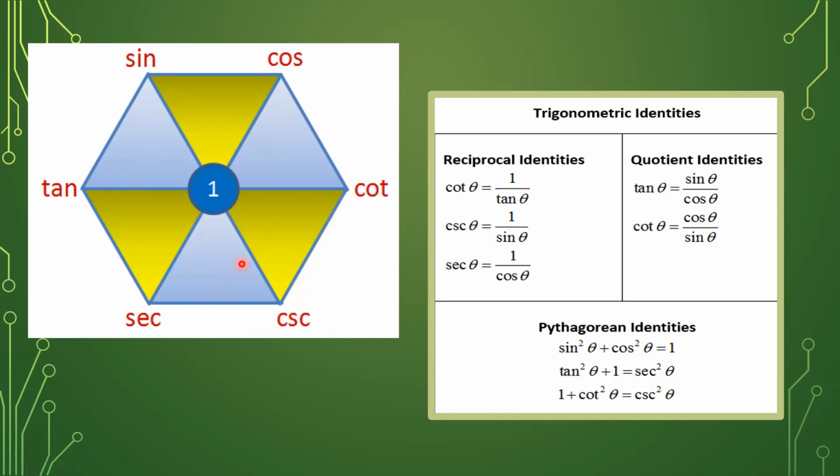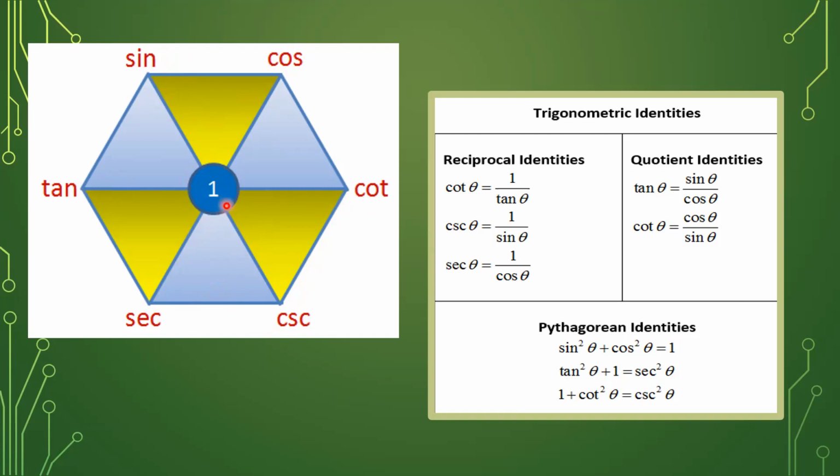Okay. What is the purpose of this? We know there is a 1 in the middle, so we put the 1 in the center. That means sine times cosecant, multiplying the opposite vertices, gives this product: 1. Cosine times secant is 1. Tangent times cotangent is equal to 1.